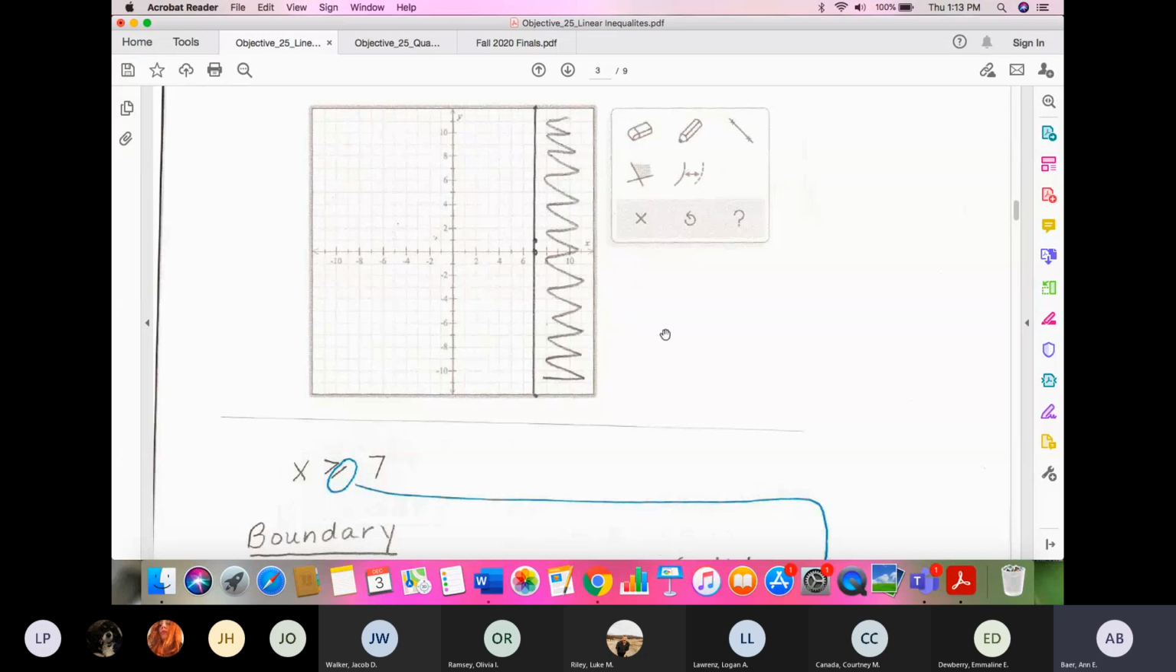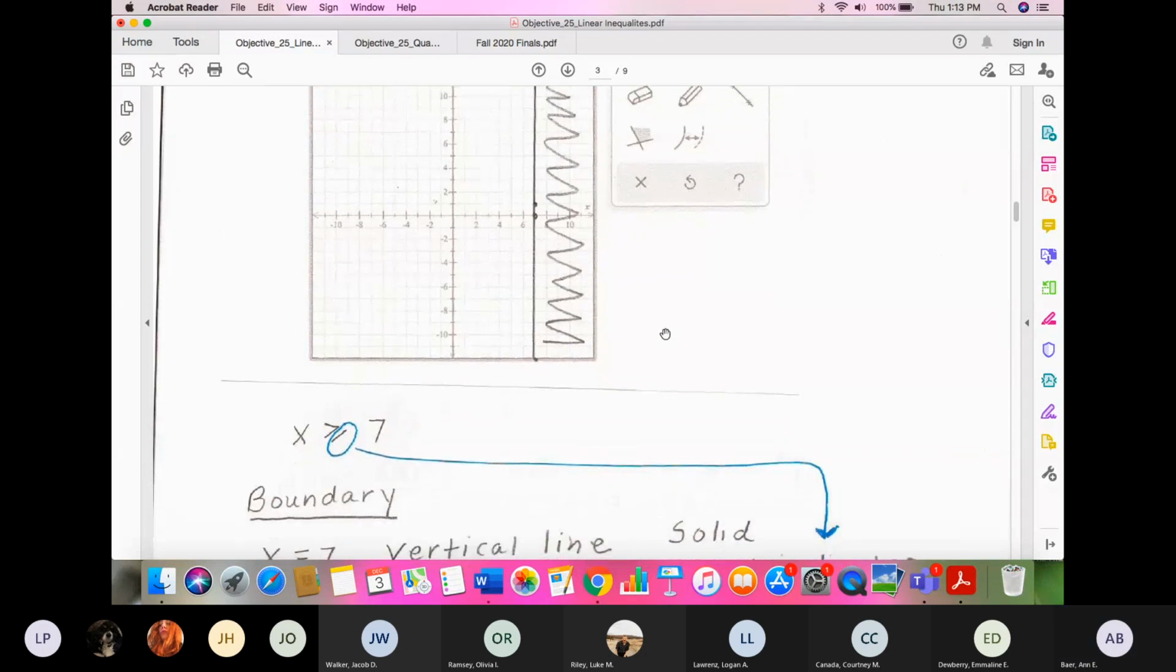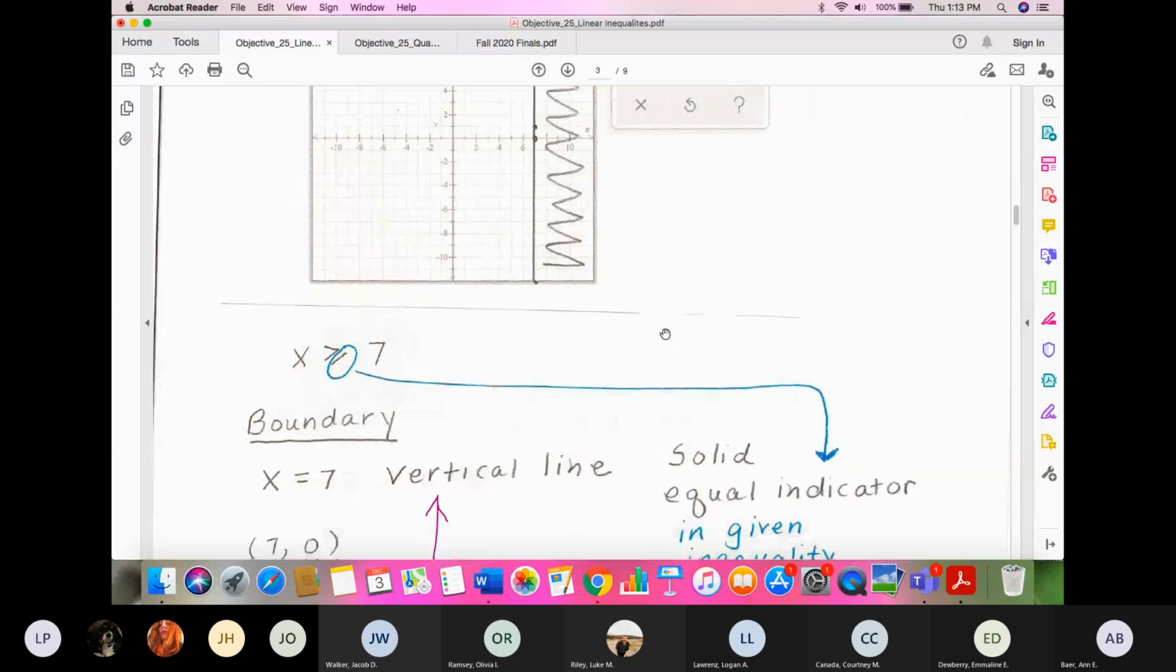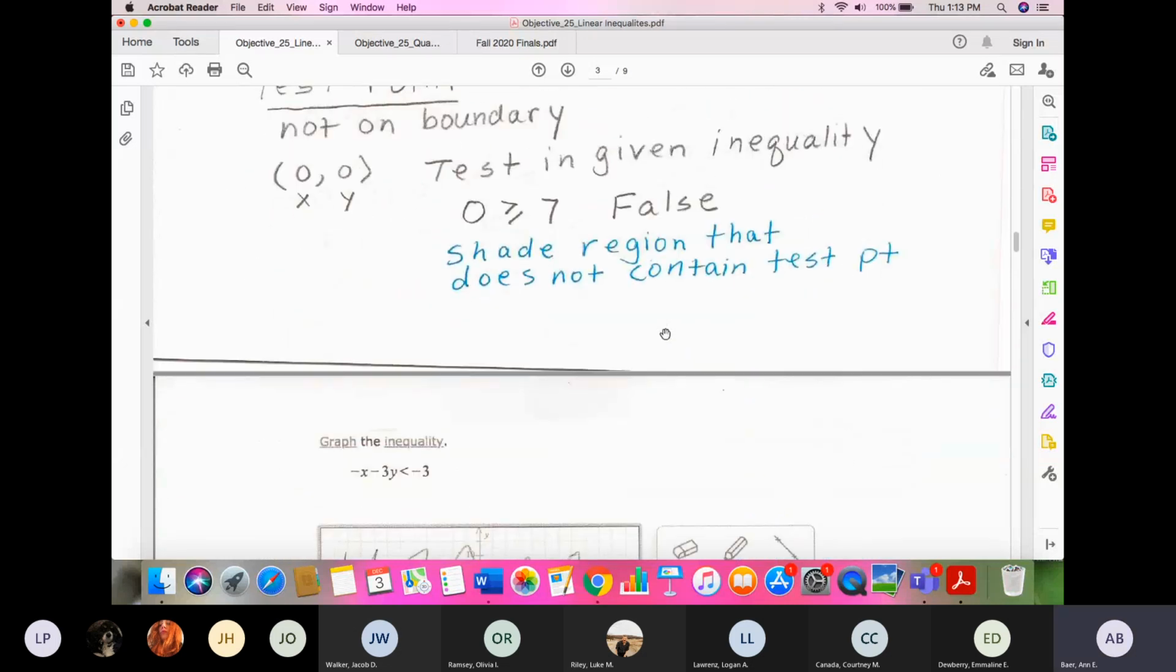Any questions on this particular problem or topic? Both a topic and a problem. So let's go on.